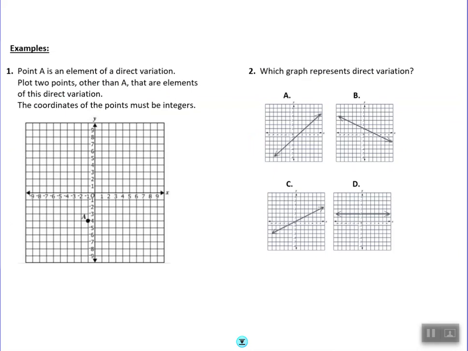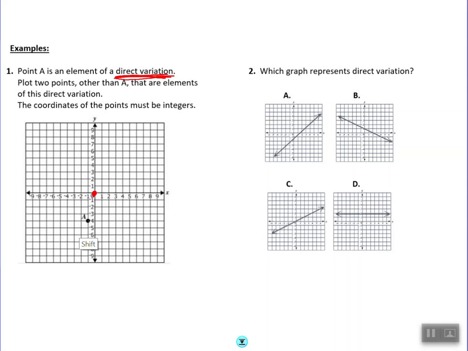First, we know that point A is an element of a direct variation. You want to plot 2 points other than point A that are elements of this direct variation. Well, we said earlier that for direct variation, your graph is a straight line that goes through 0, 0. So we know that 0, 0 must be one of our points. To find another point, we need to look at the slope because we know that this is a straight line.